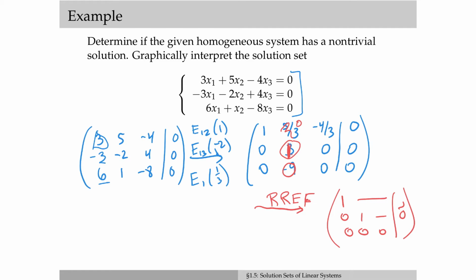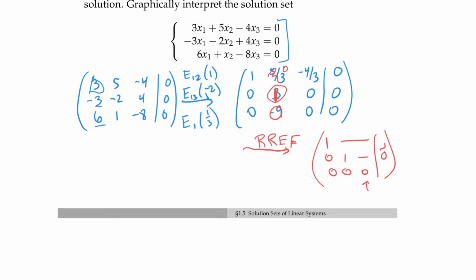Now from this, we see that we have one free variable. Well, that means we have a non-trivial solution because we have a free variable by the last theorem. Now, how many degrees of freedom do we have? We only have 1 degree of freedom. What that's going to mean for us is if we look at each of these equations, if we were to graph them, each of them would form a plane.